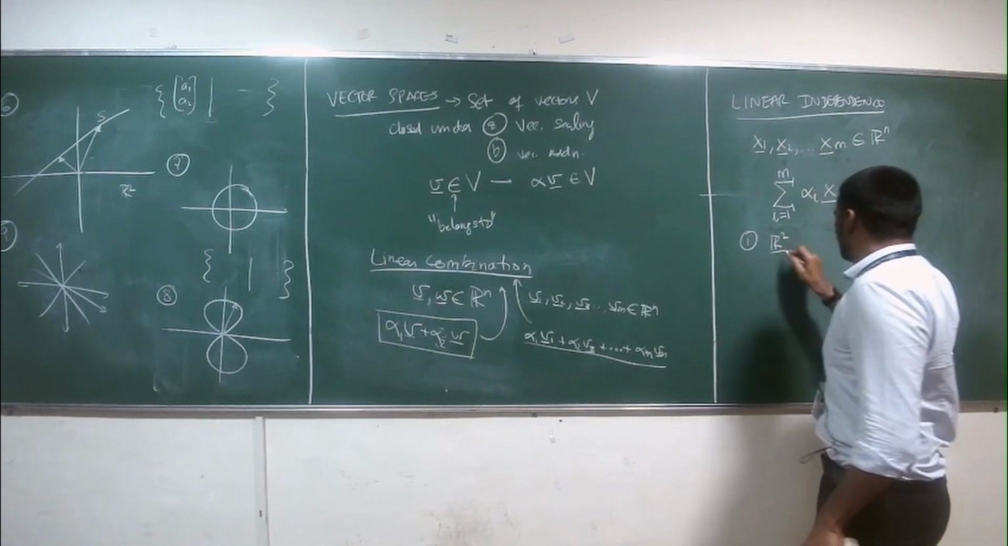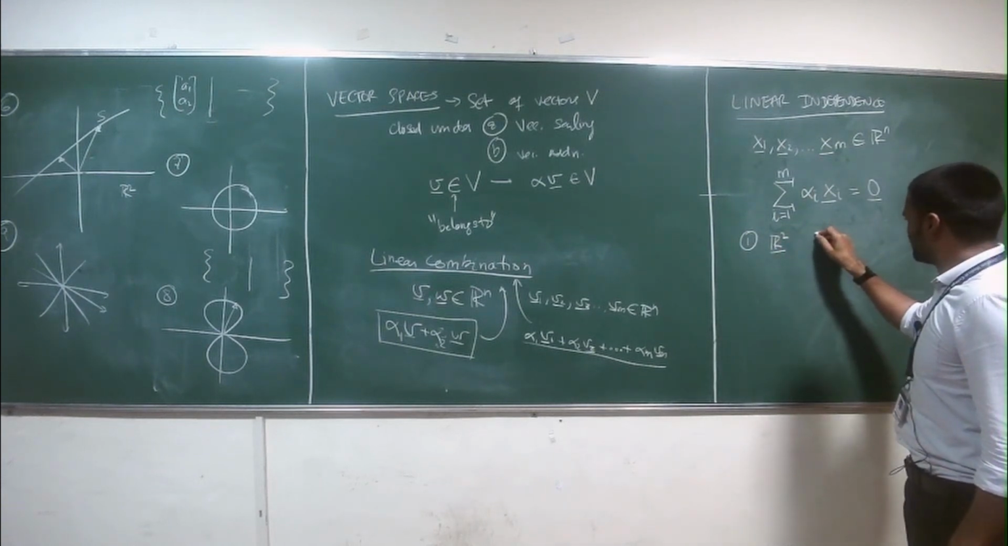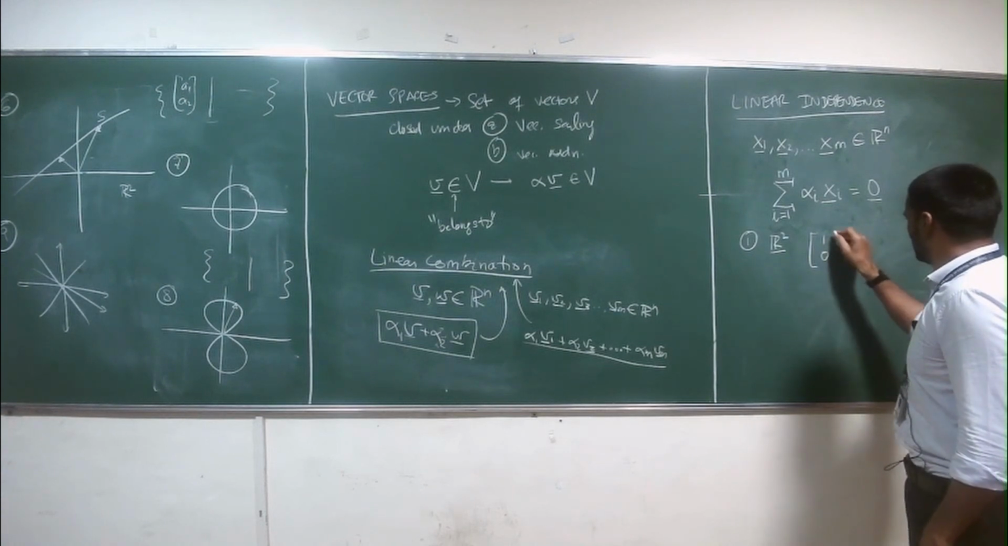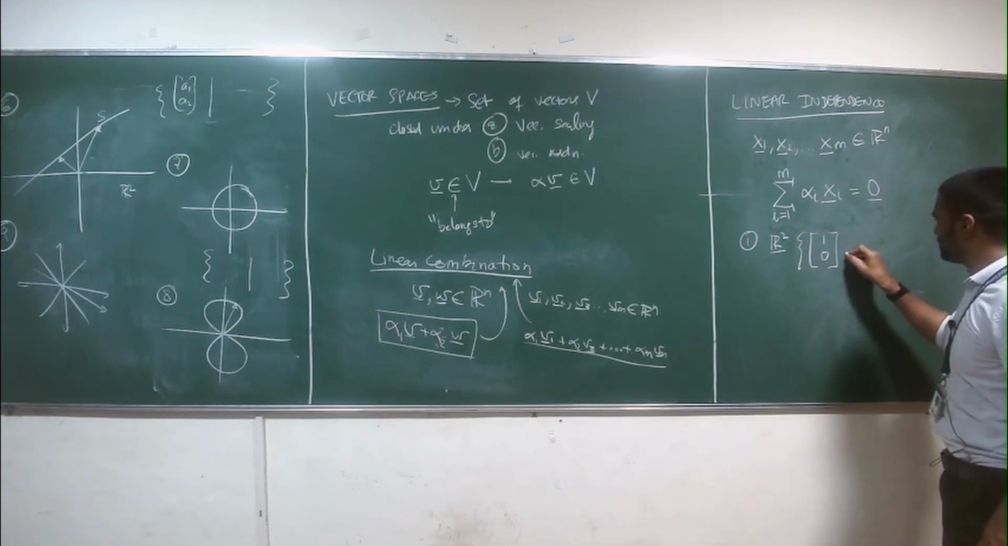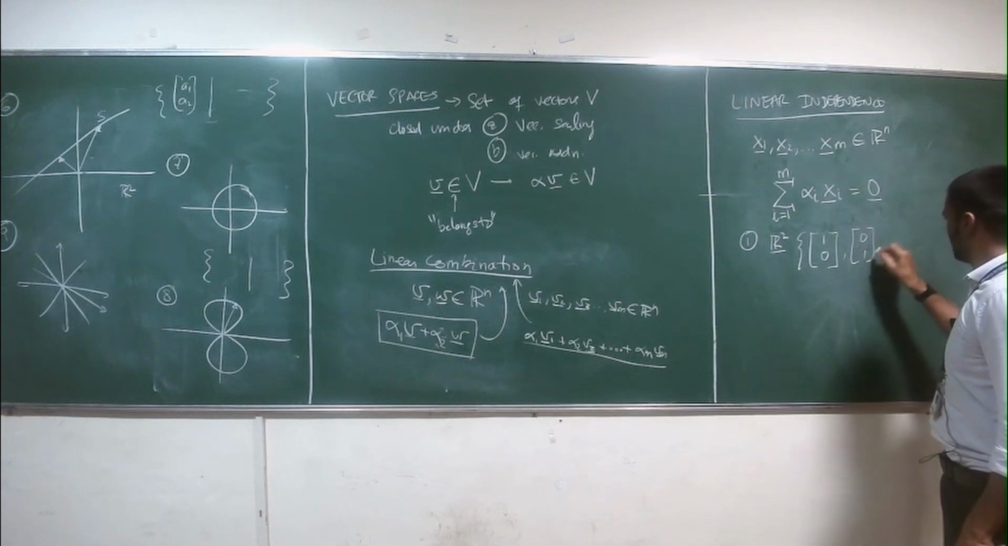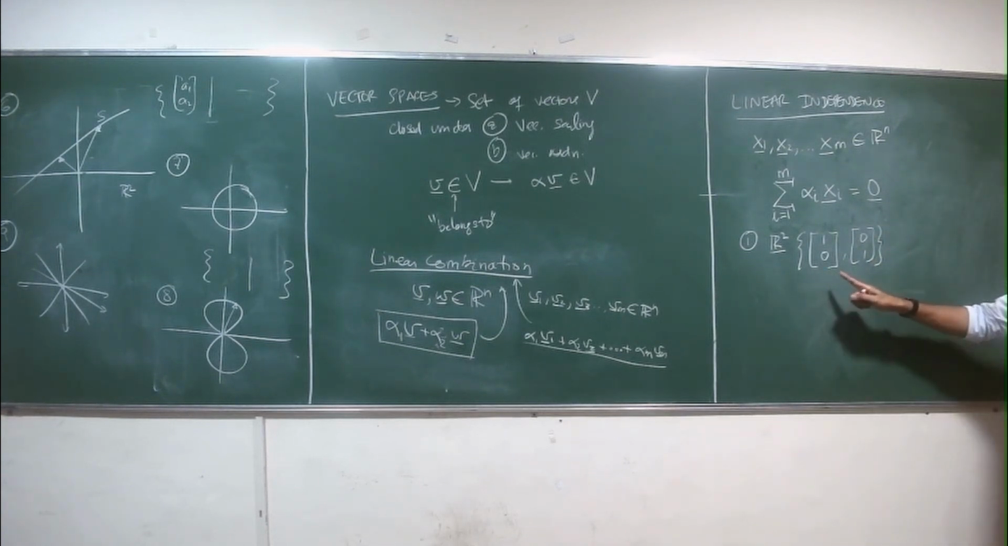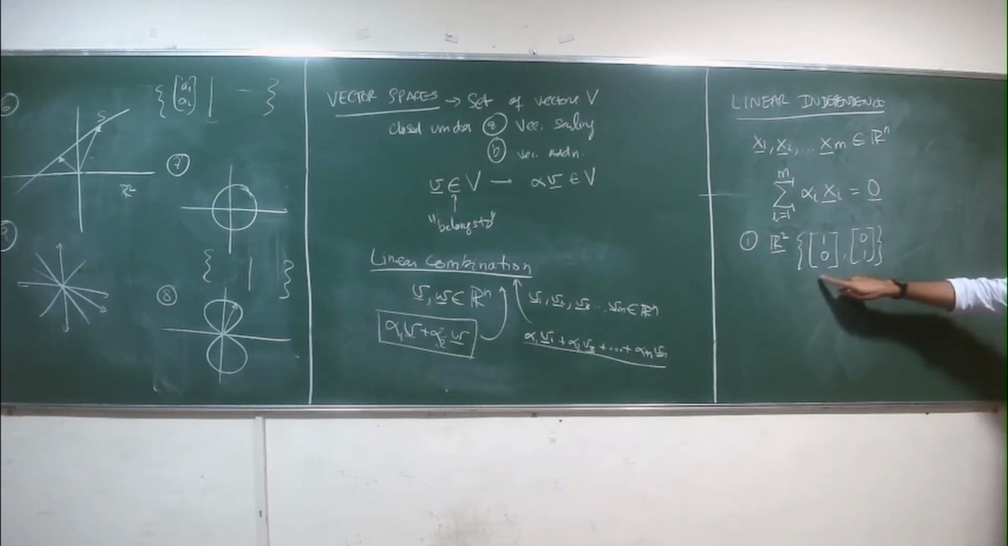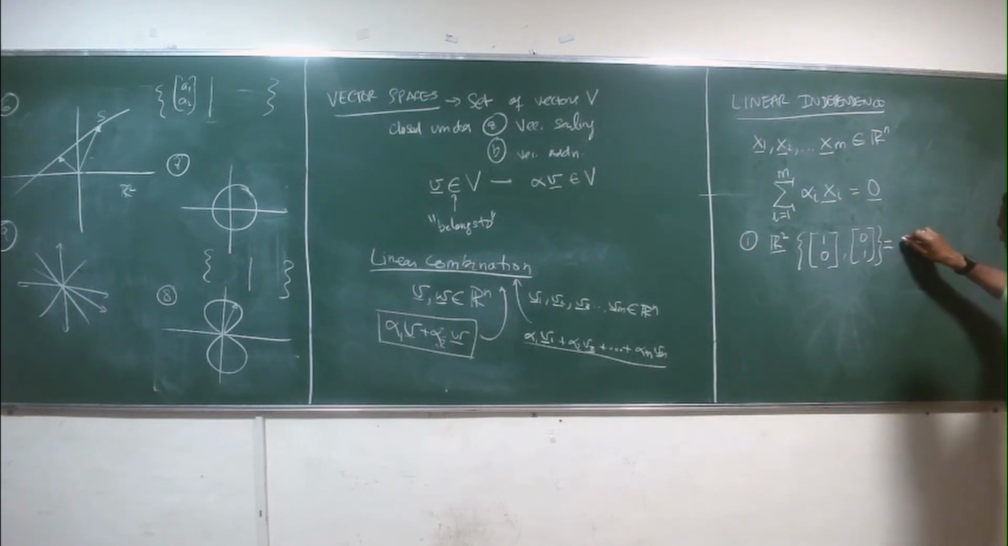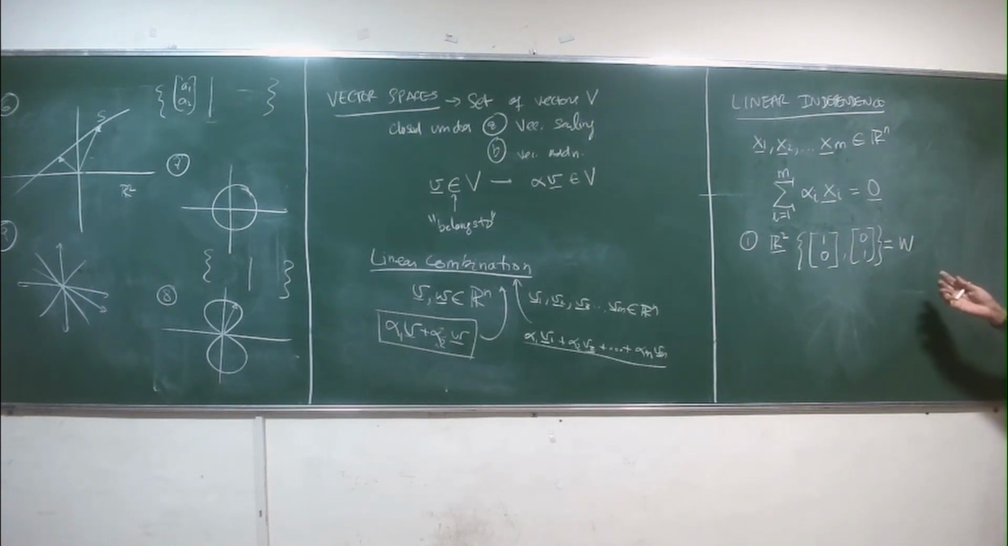We'll do R2. So we have a set of two vectors. These are both vectors from R2. Now the question is, I ask you, is this set of two vectors, I'll call that W, linearly independent? Yeah, it is. We'll see why that is. And how do you verify that?